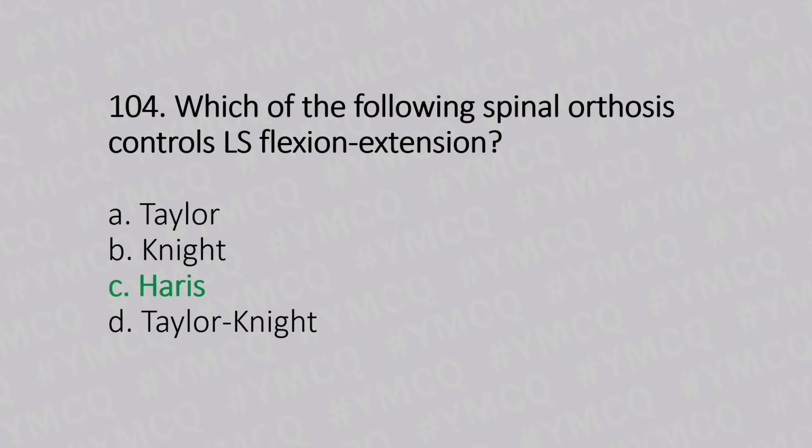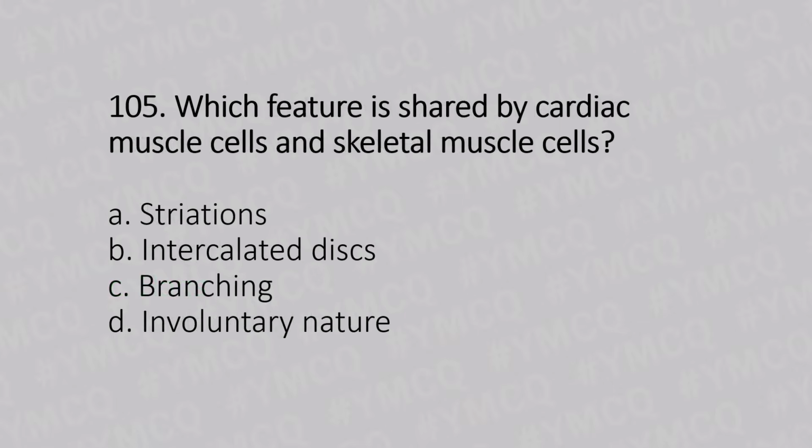Moving to question number 105. Which feature is shared by cardiac muscle cells and skeletal muscle cells? Option A, striation, option B, intercalated disc, option C, branching, option D, involuntary nature, and the answer is option A, striations.